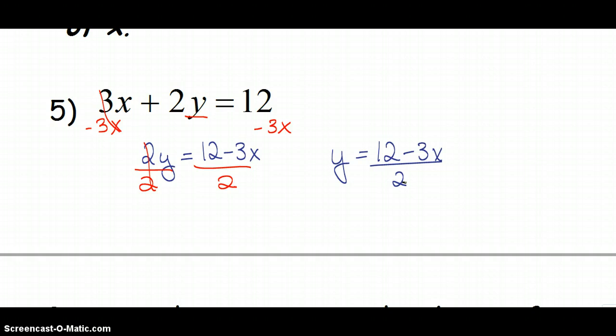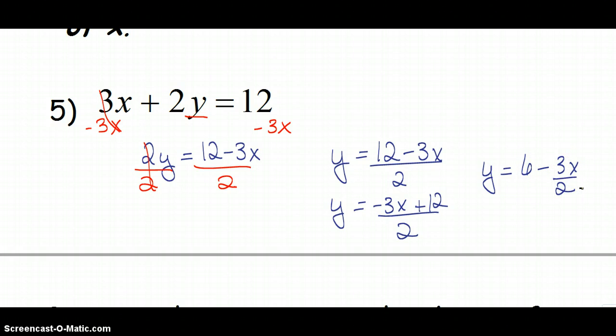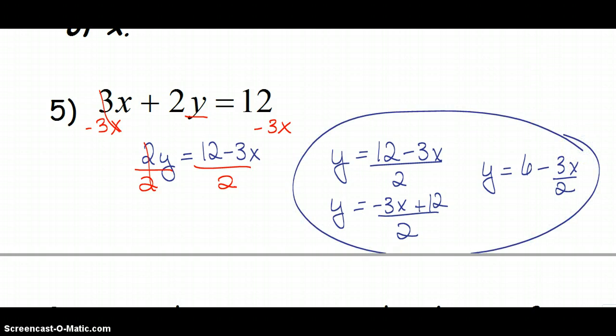Now another answer that you could have that means exactly the same thing would be y is equal to negative 3x plus 12 divided by 2. Or you could have done a little simplifying and you could have had y equals 6 minus 3 over 2 x. So any of these answers are correct.